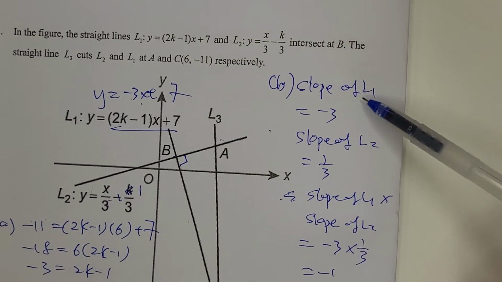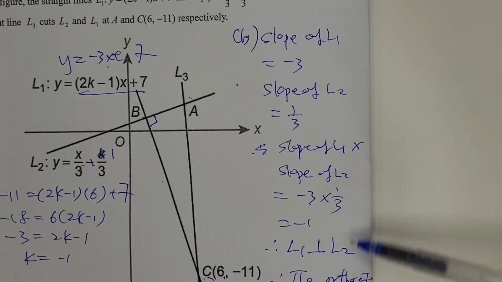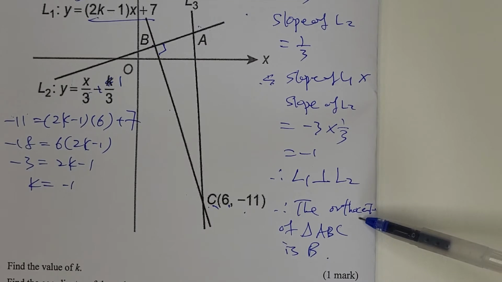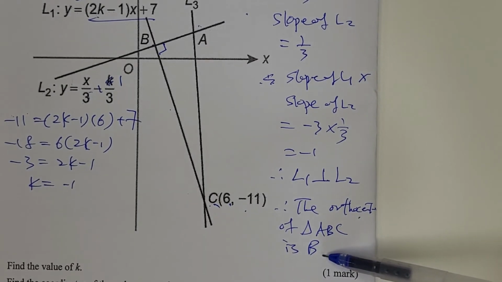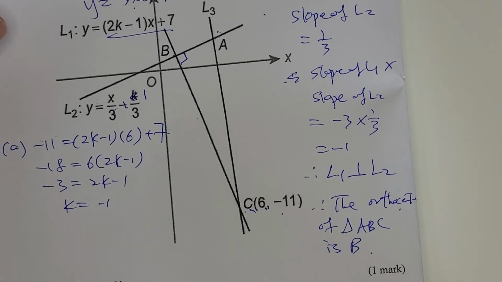You must show that this is a right angle triangle. That means you need to show L2 is perpendicular to L1 first, and then you can claim the orthocentre of triangle ABC is at point B, and hence you find the coordinate of B. So go to part C.